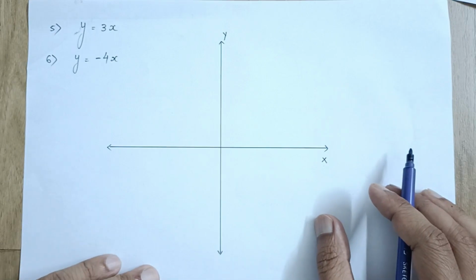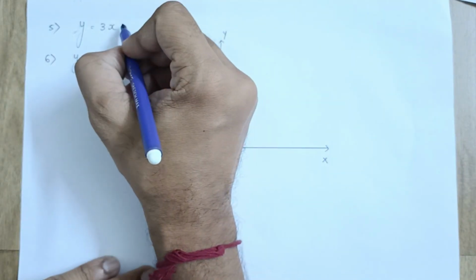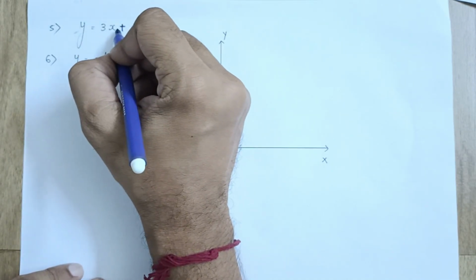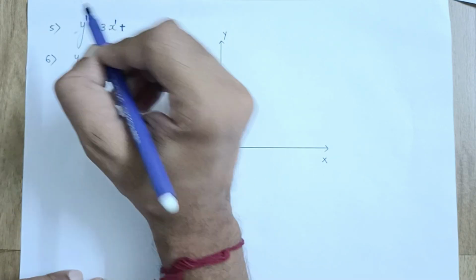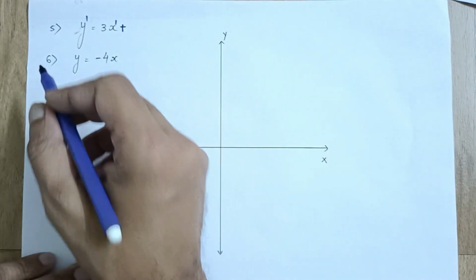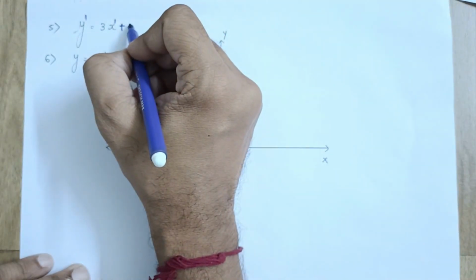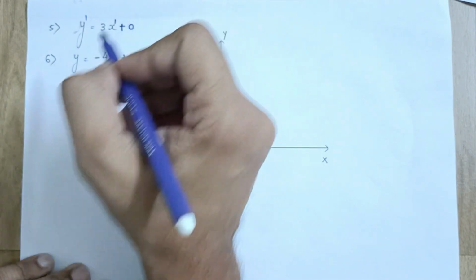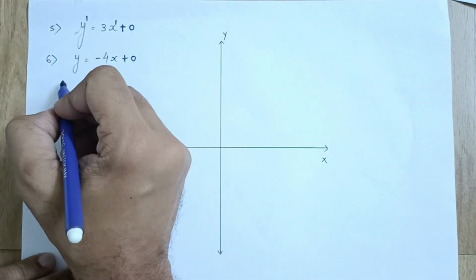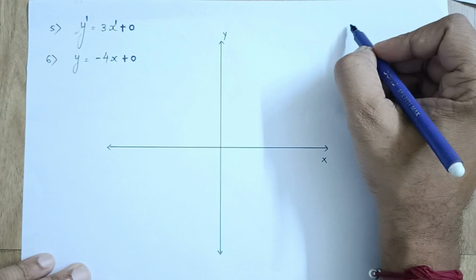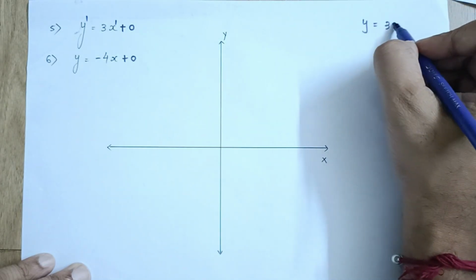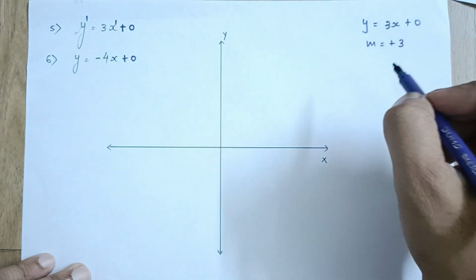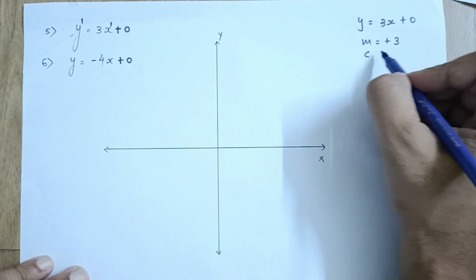Now let's take two last cases, and these are pretty much easy. I think that you might have got it. Now over here you may see that y is equal to 3x. The powers of x and y are 1. That means this is an equation of a straight line, but c is missing. So I can always write 0. So over here in both the cases the y-intercept is 0. Let me take one by one. So in y is equal to 3x plus 0, the slope is positive 3, and the y-intercept is 0.